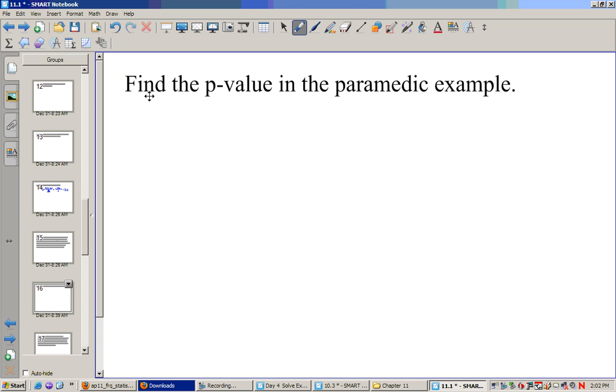Find the p-value in the paramedic. So that's the probability that my z-score is less than negative 2.2. So you do a normal CDF from negative big number up to negative 2.2. And I got 0.0139. So about 1%, a little over 1% of the time that will occur.